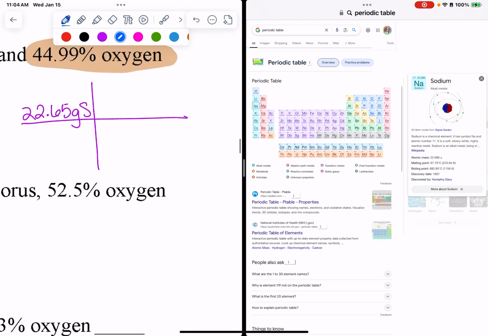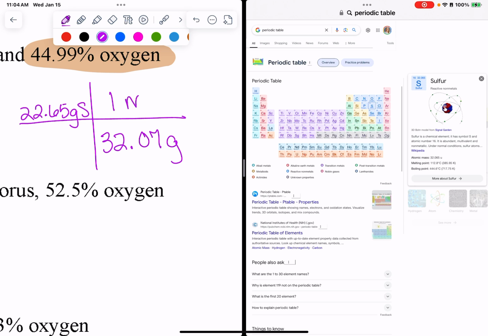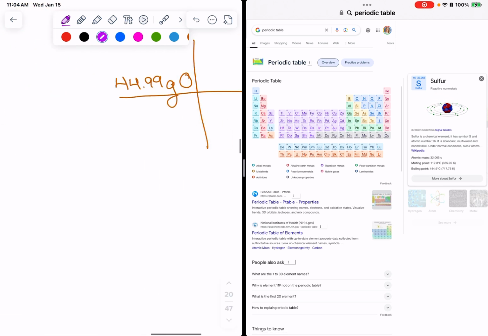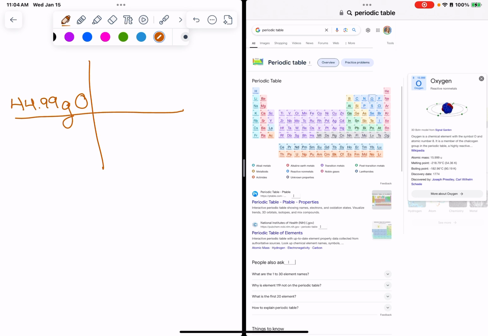Now for sulfur, S, 32.065, so 32.07 grams for every 1 mole. And on to the last one, oxygen. We get a total of 15.99. If you would like to round that up to 16, that's fine.